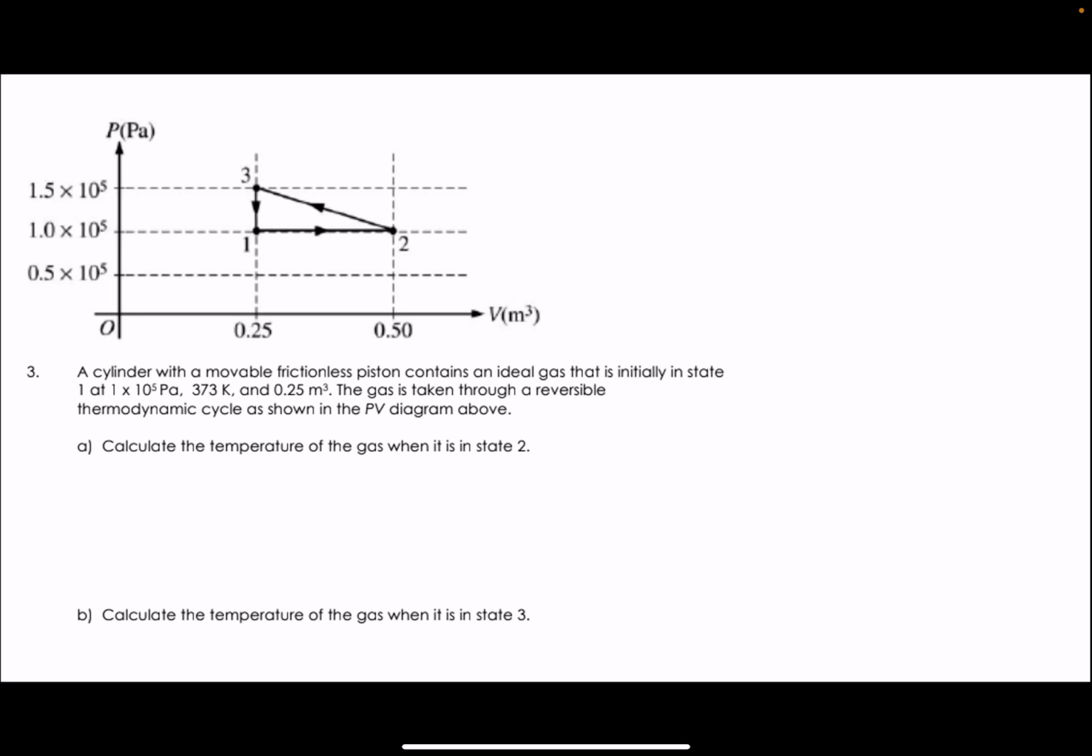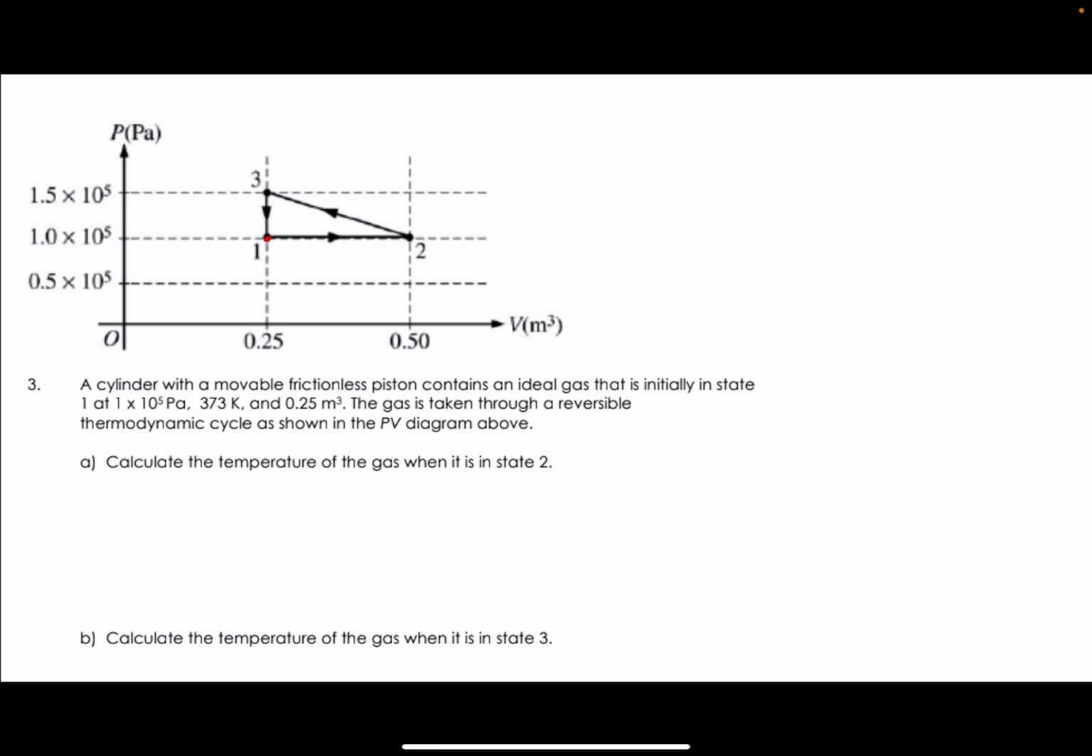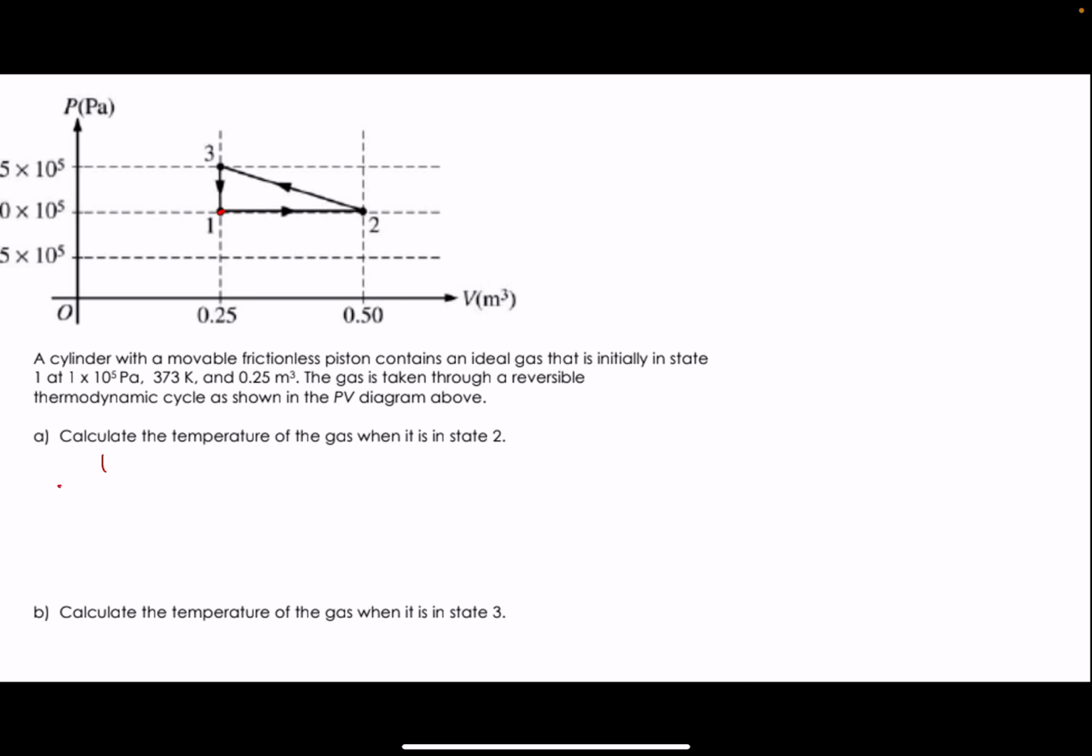Okay. A cylinder with a movable frictionless piston contains an ideal gas that is initially in state 1. So we're starting here at 1. Let me go ahead and write that down. In state 1, we have a pressure of 1 times 10 to the 5th Pascals. We have a temperature of 373 Kelvin. And we have a volume of 0.25 meters cubed. Okay.